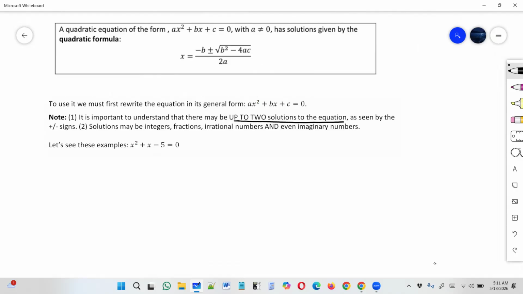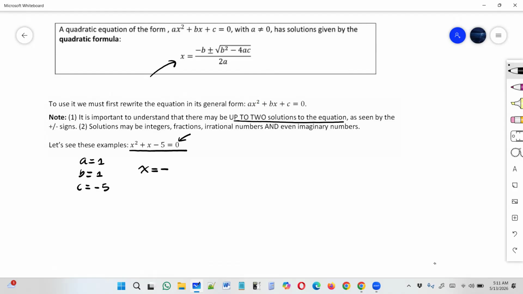Now, as we solve these equations using the quadratic formula, it's important to understand that the equation has to be in this format, equal to 0. If it is not in this format, then we must put it in this format: ax squared plus bx plus c equals 0. Now, we first identify a, b, and c. That might be useful. a in this case is 1. Again, b is 1. c is -5.